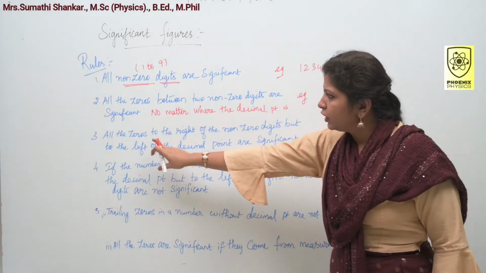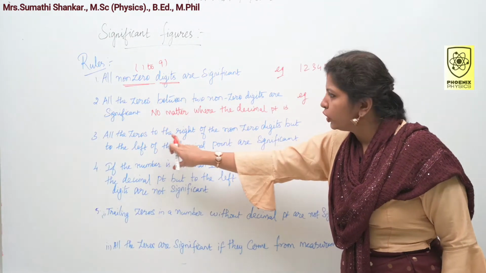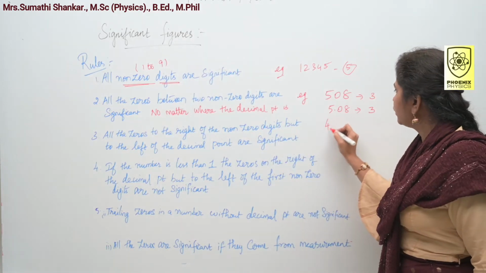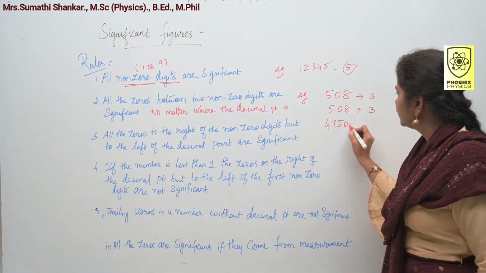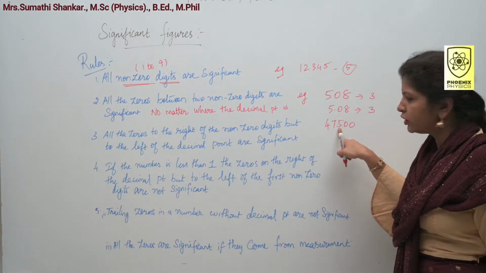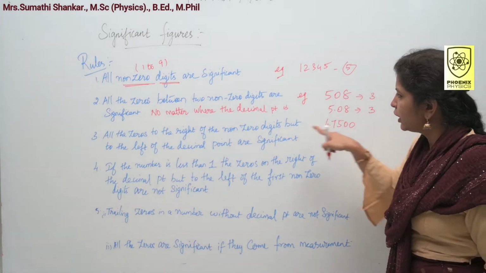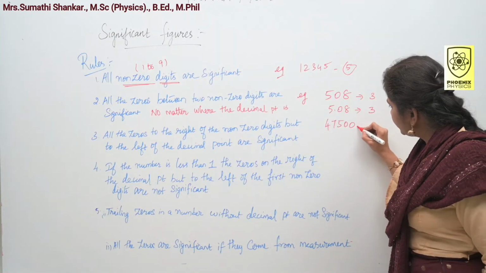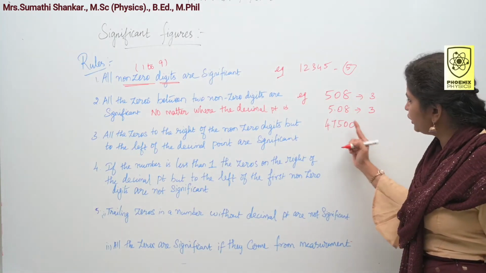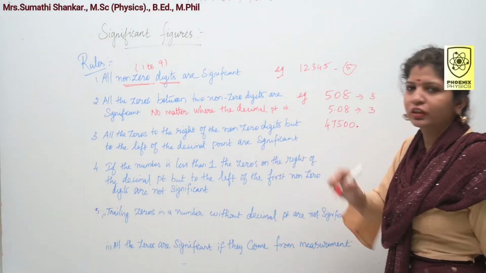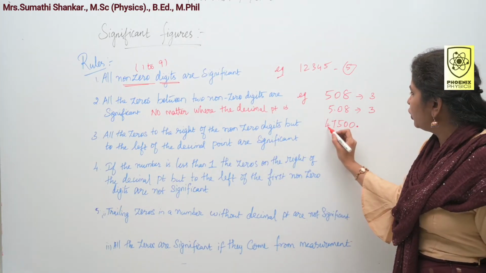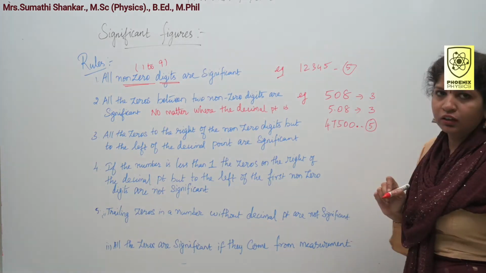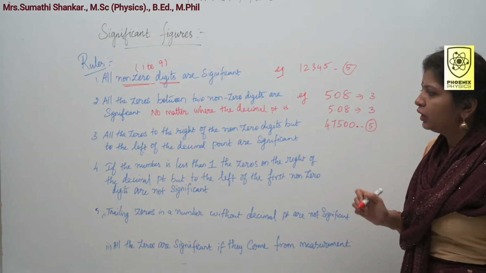Rule number 3, all the zeros to the right of the non-zero digits, okay, this is my non-zero digit, but to the left of the decimal point, so here this is my decimal point, are significant. Now write 1, 2, 3, 4, 5. Here I have 5 significant figures. Up to this clear?